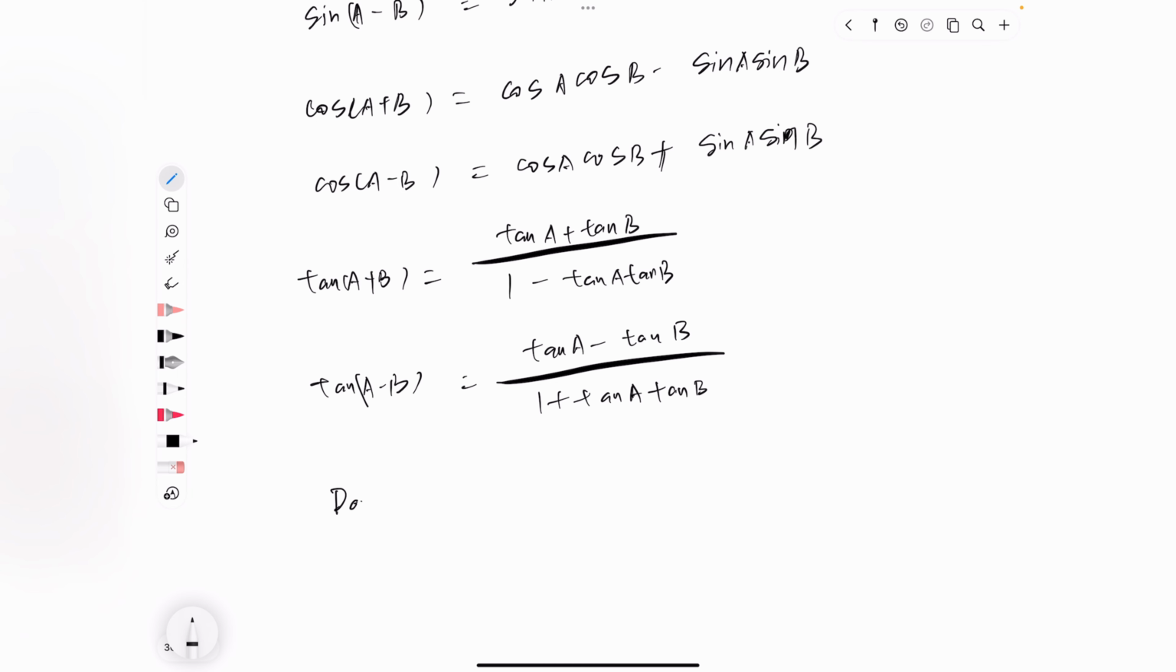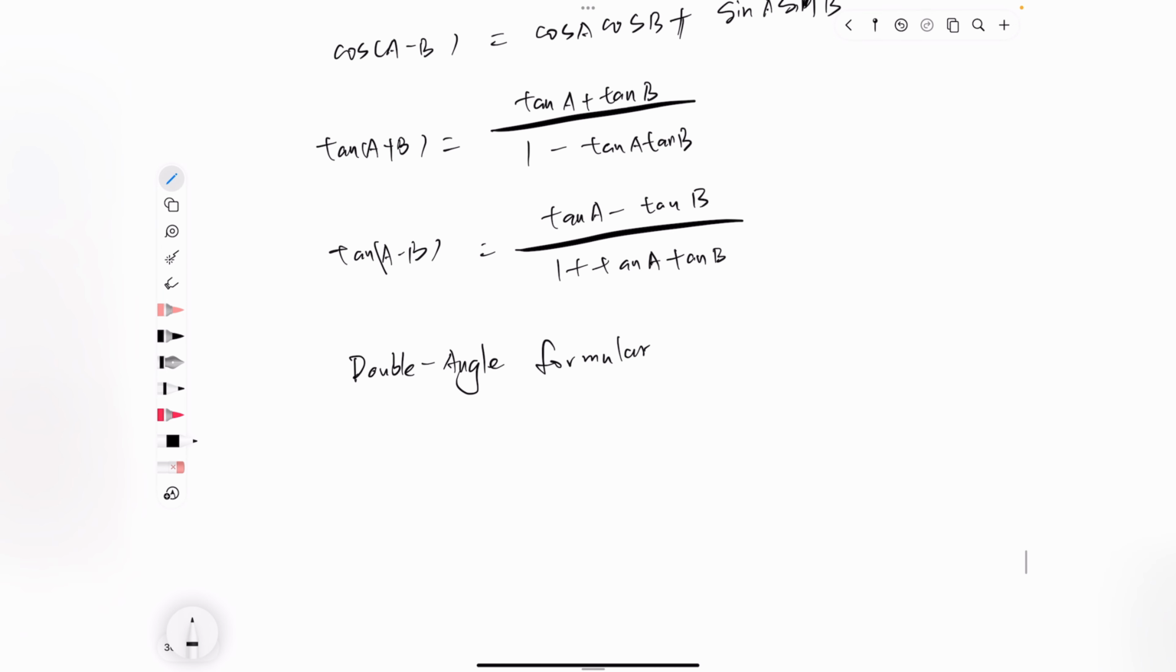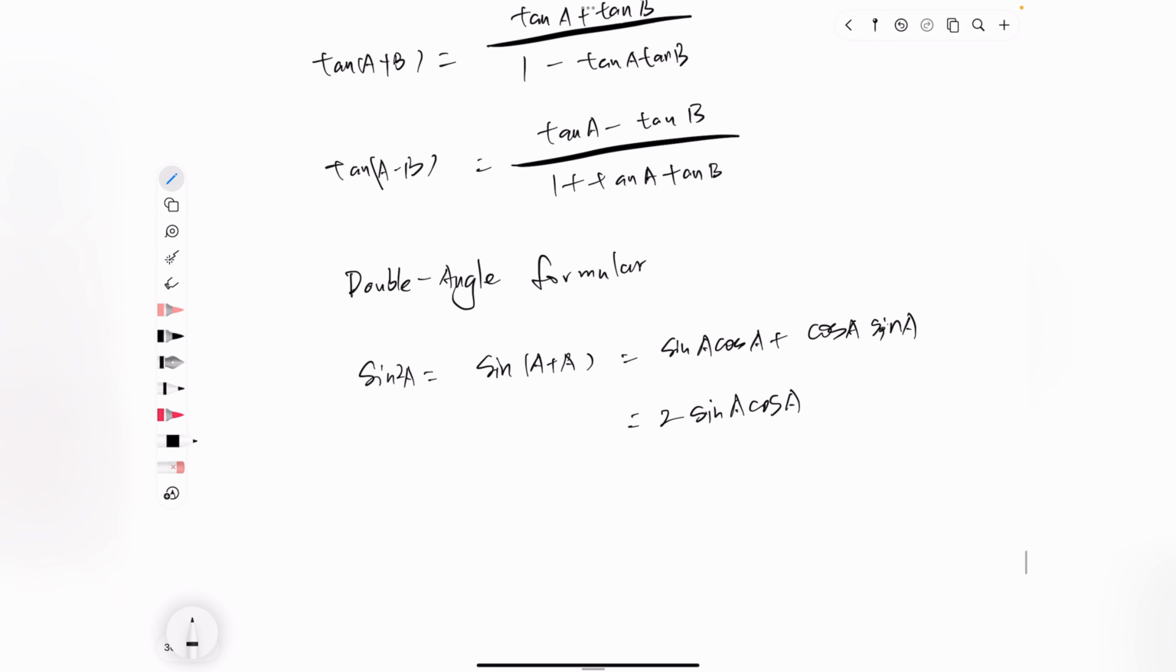We have a double angle. Sine 2A, we can do sine A plus A. That'll give us sine A cosine A plus cosine A sine A, which is 2 sine A cosine A. This is how we get this one.